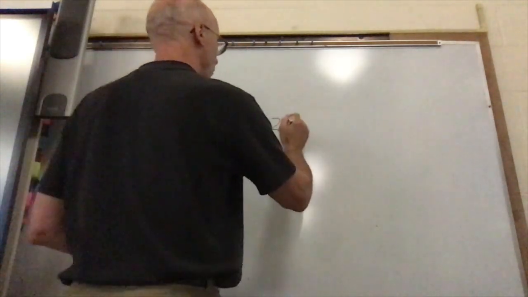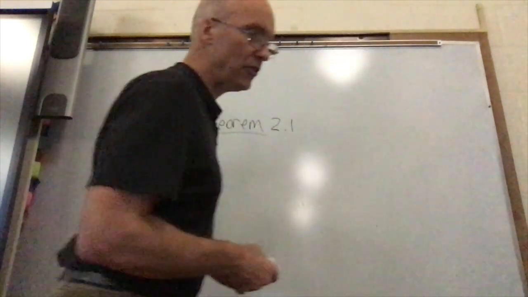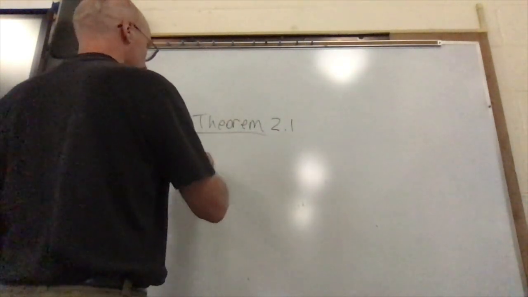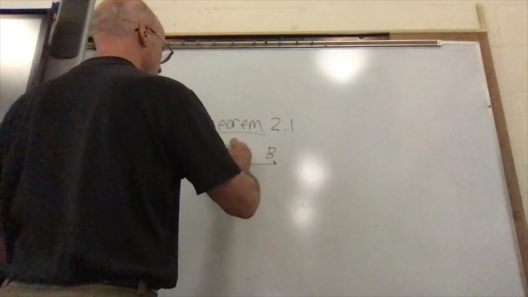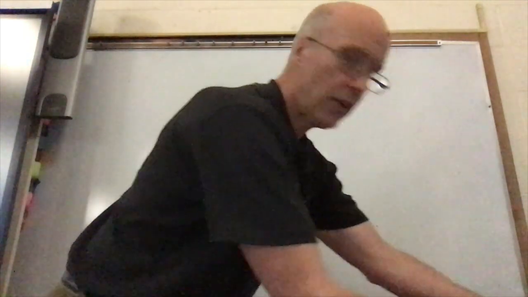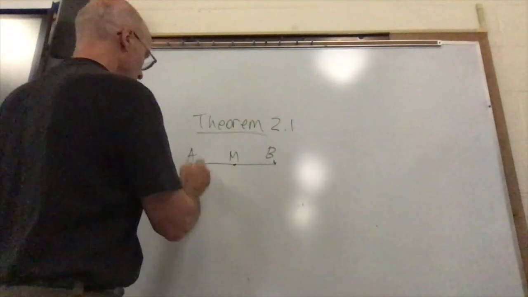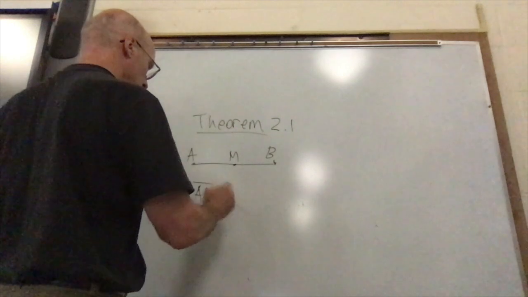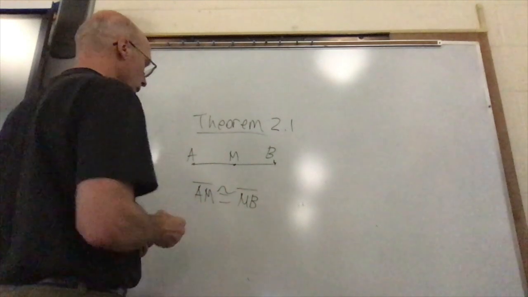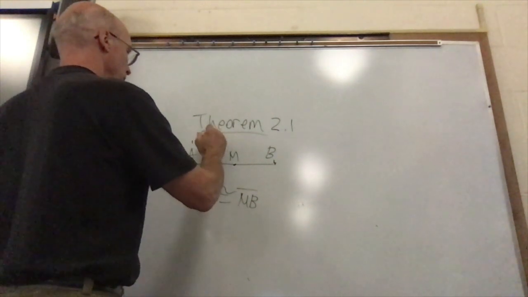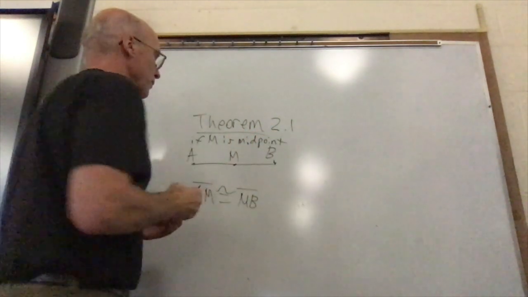So Theorem 2.1. And it simply says that if you have A and B and M, sorry, let me get the book out of the way here. It says if M is the midpoint, then AM is congruent to MB. If M is the midpoint.